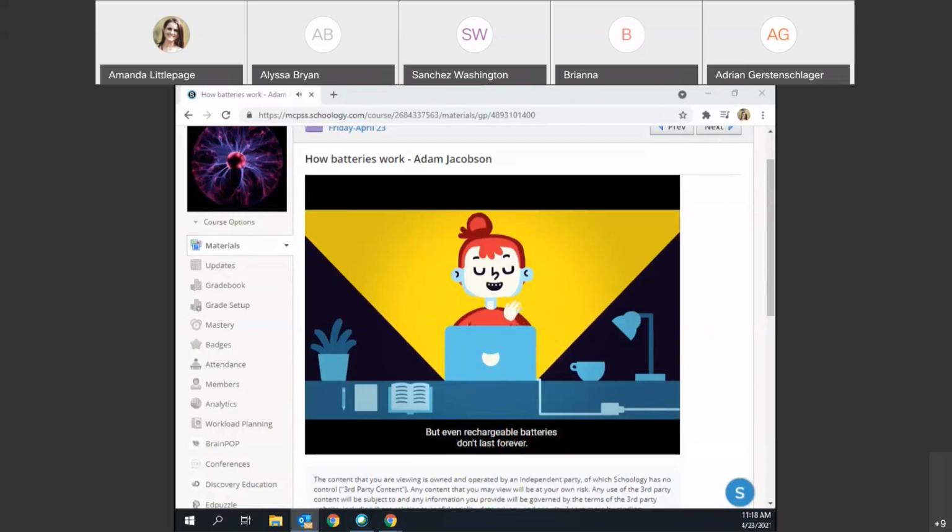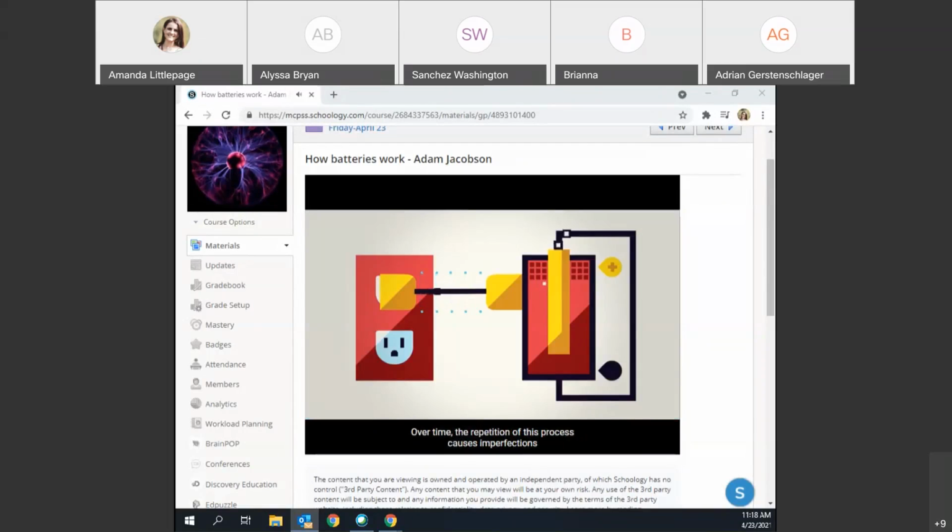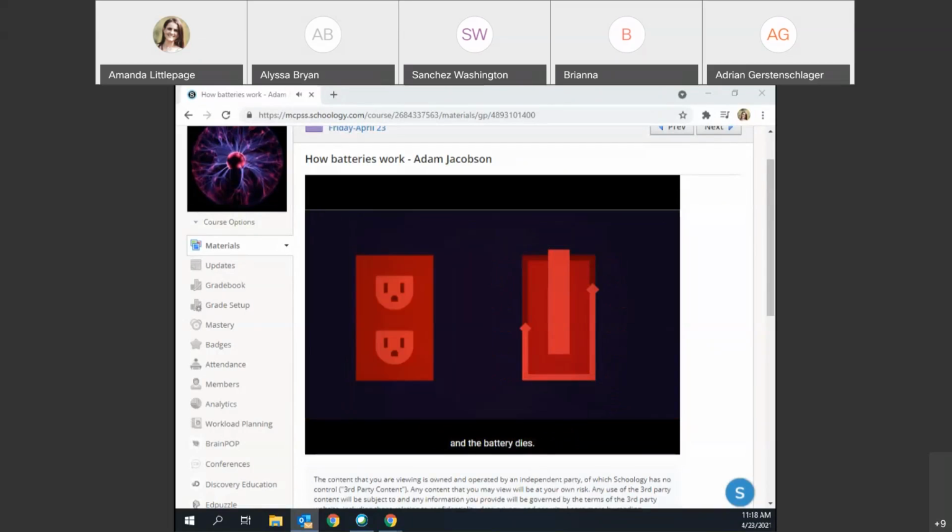But even rechargeable batteries don't last forever. Over time, the repetition of this process causes imperfections and irregularities in the metal's surface that prevent it from oxidizing properly. The electrons are no longer available to flow through a circuit, and the battery dies.